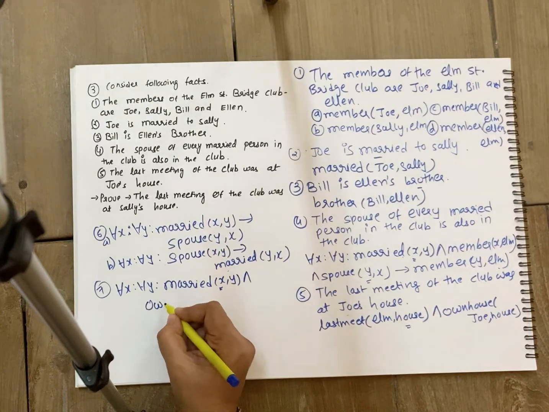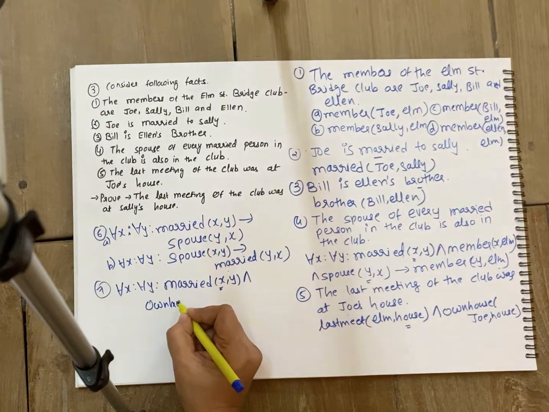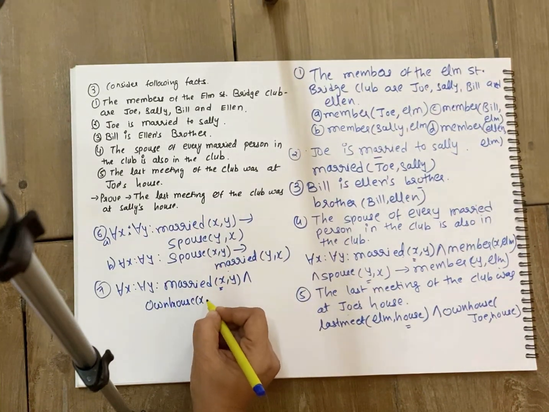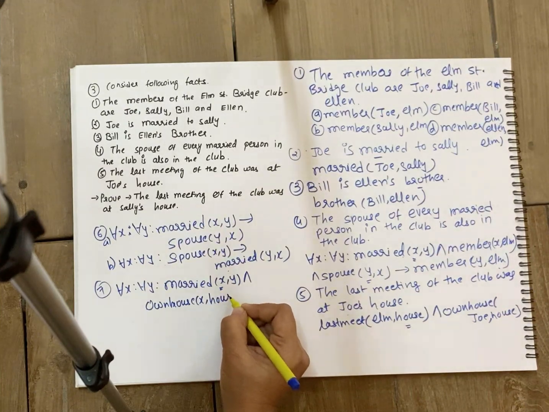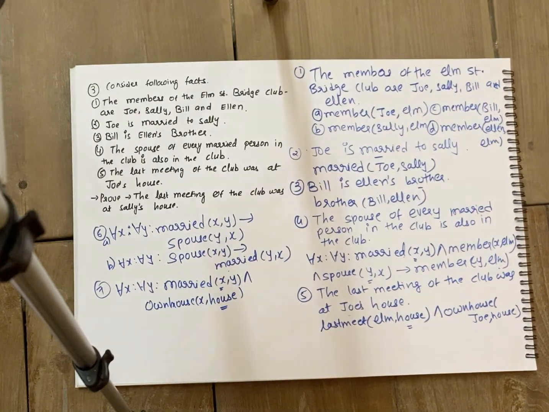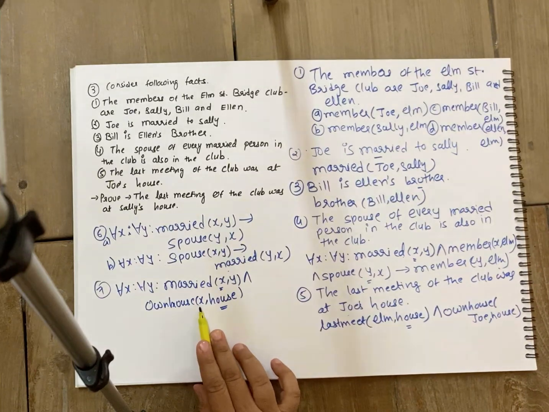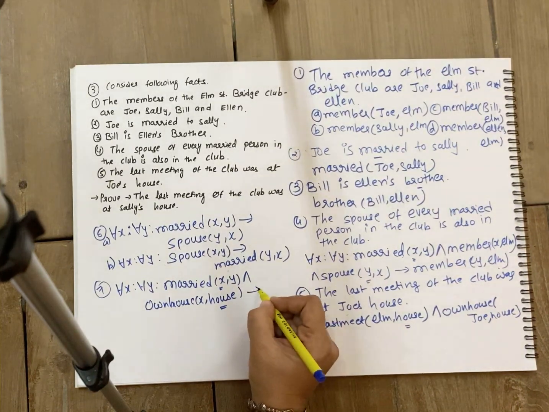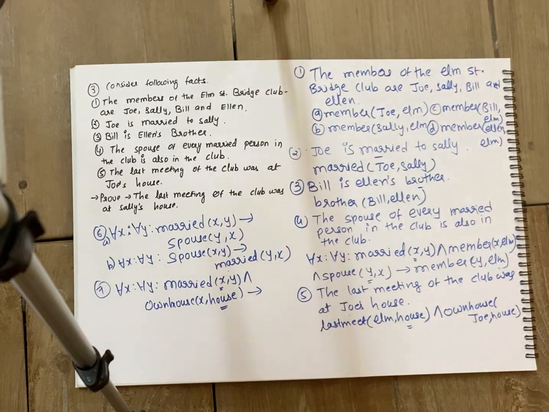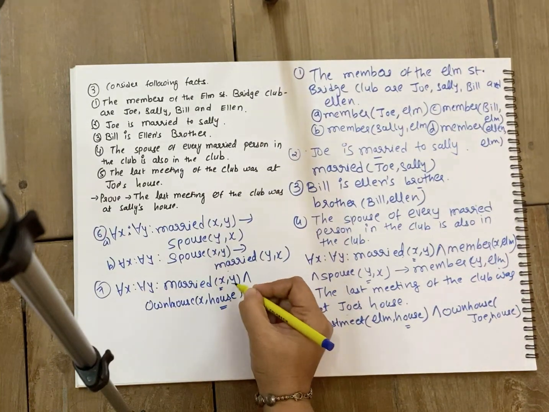So own house X comma house, any house. Let us say house is the name of a variable. So this specific house is owned by X who is married to Y. That implies, what it implies? That this house belongs to Y also.